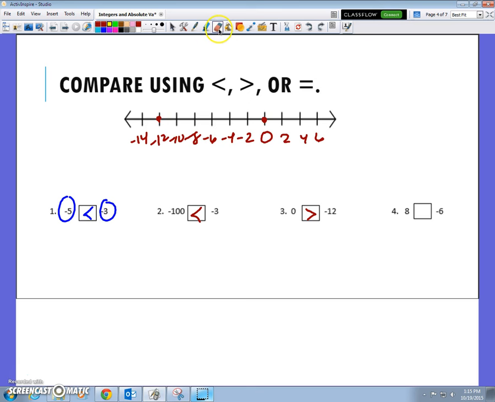Let's do this last one here. Let's put 0 right here in the middle, and we'll go 2, 4, 6, 8, 10, and negative 2, negative 4, negative 6, negative 10, and we'll compare 8 right here with negative 6. Let's make a big generalization real quick: all positive numbers are always bigger than negative numbers. So we can put a greater than sign in there because 8 is greater than negative 6.